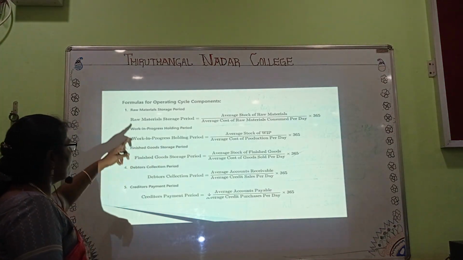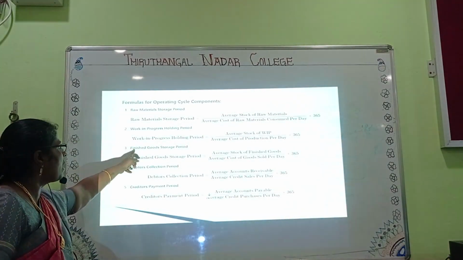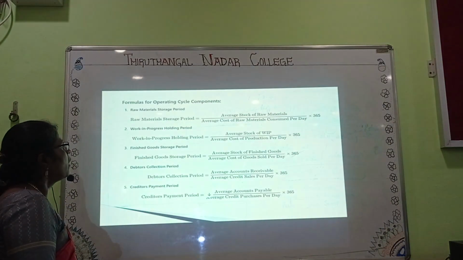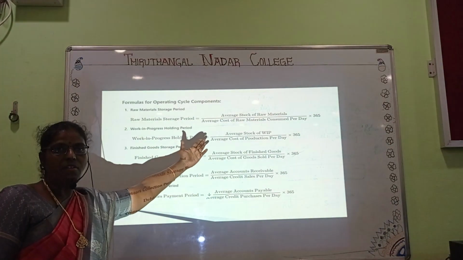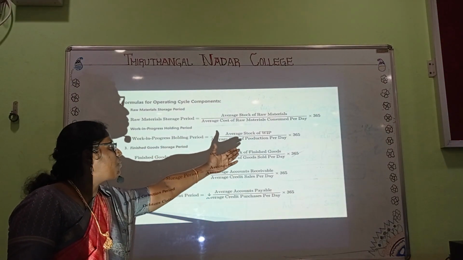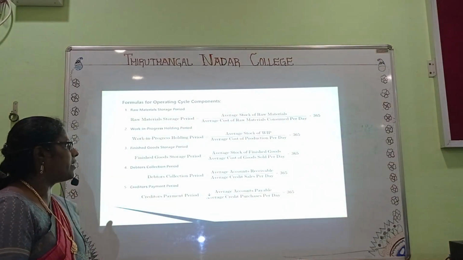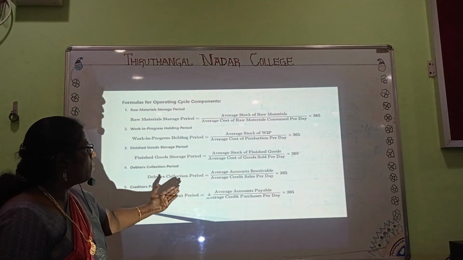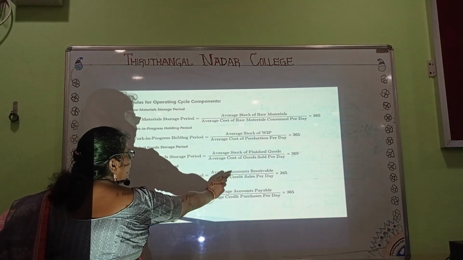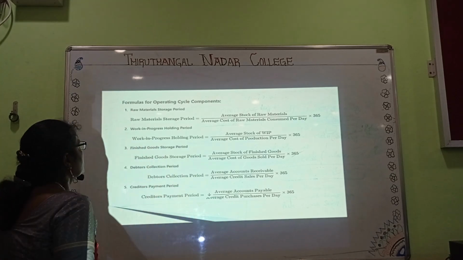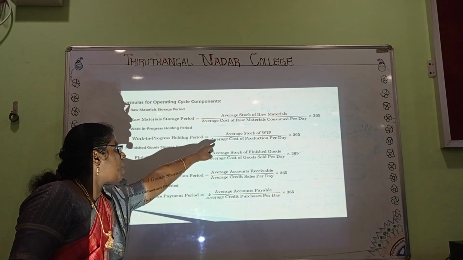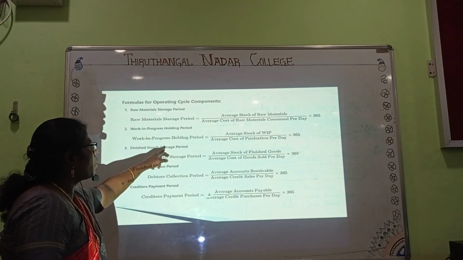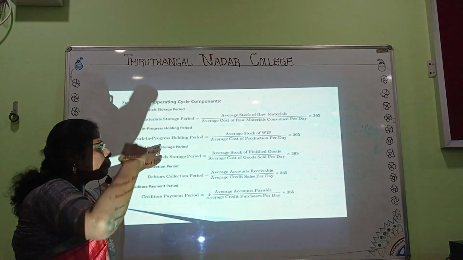Next, how to calculate? We have the raw material storage period in the formula and the work in progress holding period in that formula. How to calculate the raw material storage period? Raw material storage period is equal to average stock of raw materials divided by average cost of raw materials consumed per day, into 365. Please go through all these formulas. Here everything is divided by average cost. For raw material storage period, write average cost of raw material because it is related to raw material. Next one, work in progress. For work in progress, average cost of production, because here the production is going on.